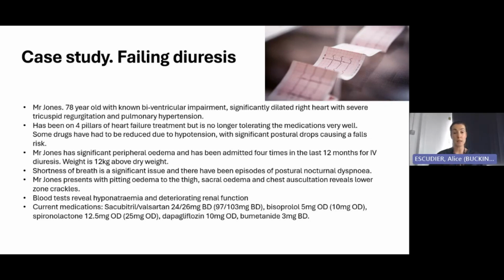So he's currently taking Entresto at a low dose, which had dropped from a high dose. He's taking bisoprolol 5 milligrams, which had been reduced from 10. Spironolactone, again, the dose had been reduced. He's on dapagliflozin and bumetanide, quite a high dose, 3 milligrams twice a day. So he's still on 4 pillars, but struggling to tolerate those.